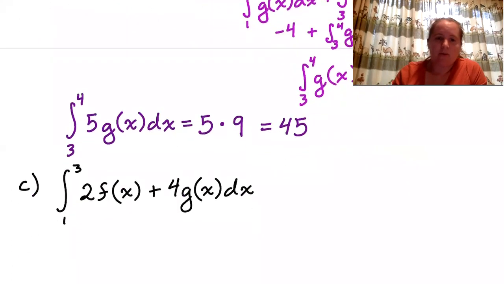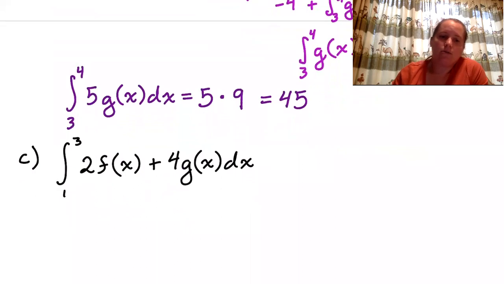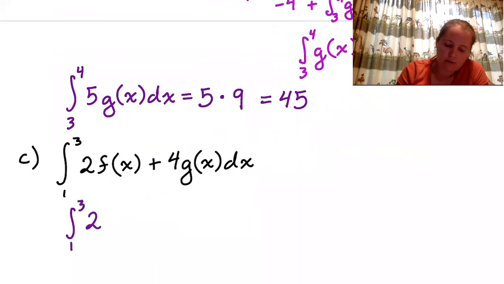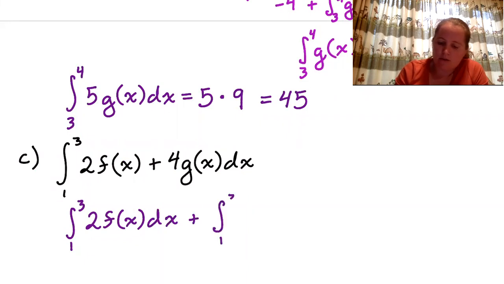Next up, we want to find the definite integral from 1 to 3 of 2 times f of x plus 4 times g of x dx. We can go ahead and first split this across addition. So this is the definite integral from 1 to 3 of 2 times f of x dx plus the definite integral from 1 to 3 of 4 times g of x dx.